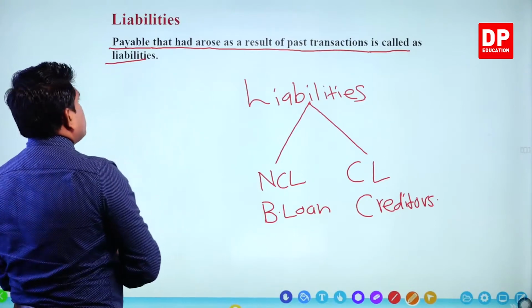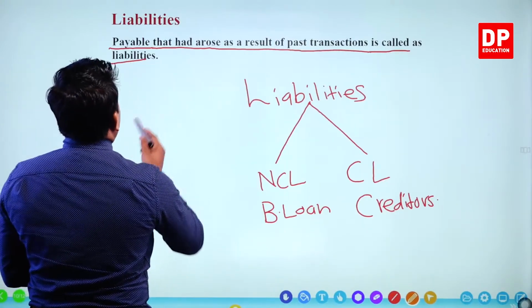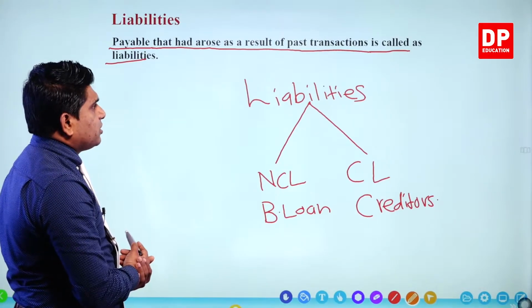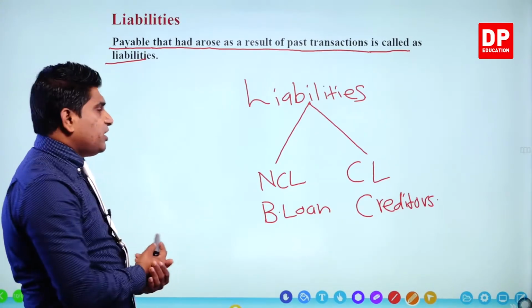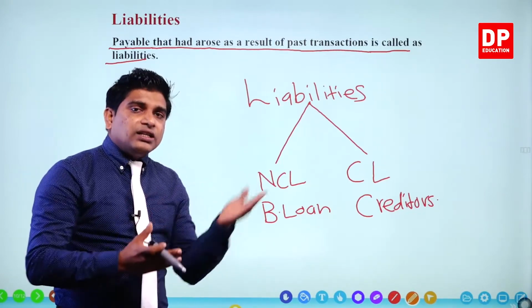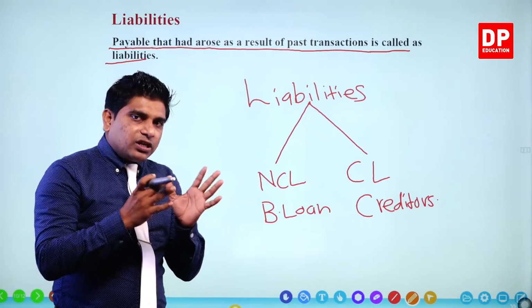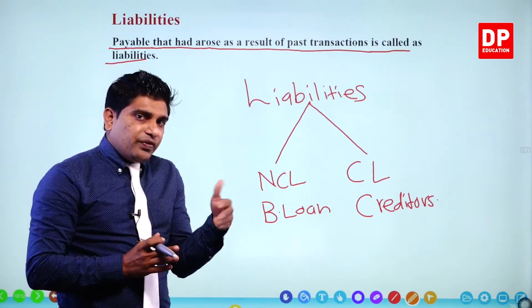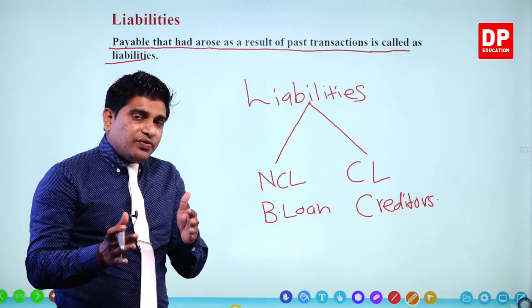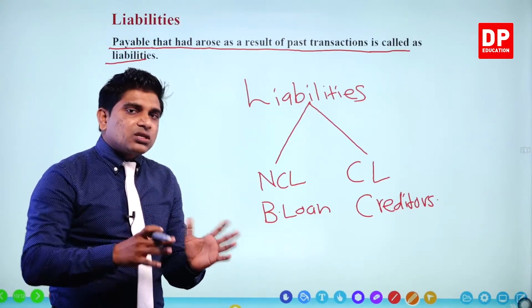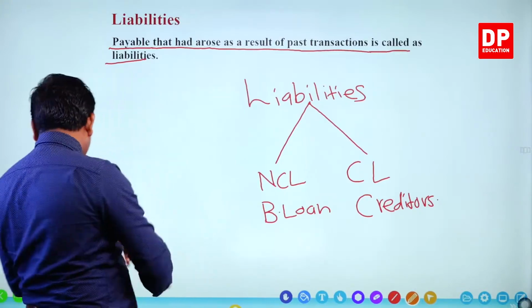Now again, you see the definition. Payables that arose as a result of past transactions are called liabilities. In future we have to settle them, and when we settle them, our economic resources flow out from the business. But when we define an asset, economic benefits flow in; when we talk about liabilities, economic resources flow out, right?